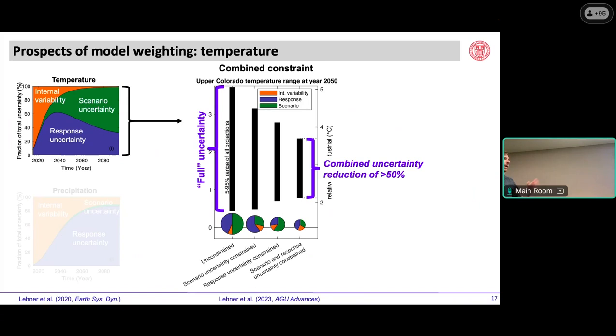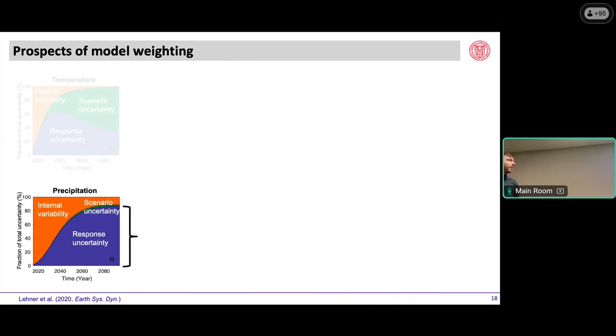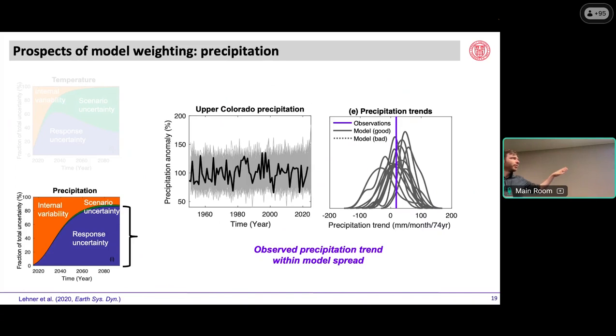Of course this is still a bit debated, and we put out a perspective paper last year in AGU Advances on this. When we turn to precipitation, as we all anticipate, it's a bit more difficult. The significant uncertainty source there is the response uncertainty, structural uncertainty from models. And indeed, at first glance for this region, the observations fall within this collection of large ensembles.